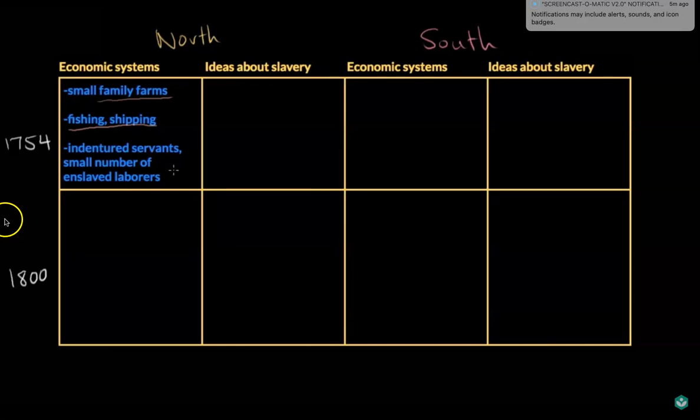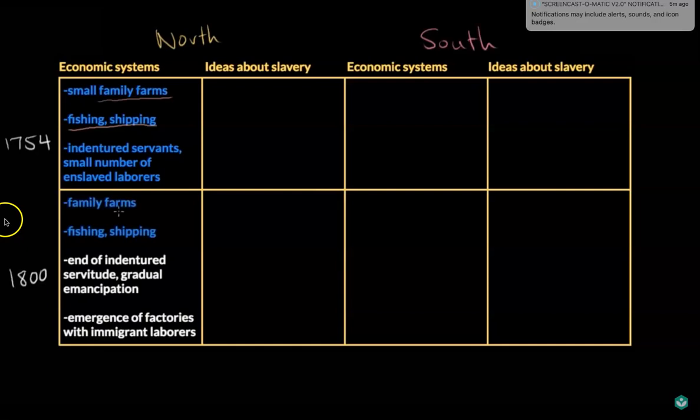All right, well, what about in 1800? Farming and fishing and shipping were still going strong. But as the first industrial revolution began to take off in the late 1700s, factories began to spring up in the North. And the cheapest labor source for these factories was immigrant laborers, not slaves, not indentured servants.